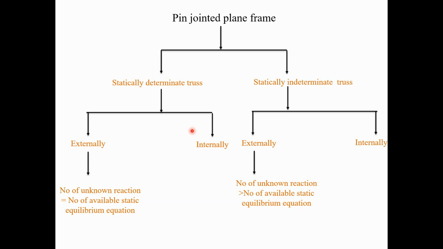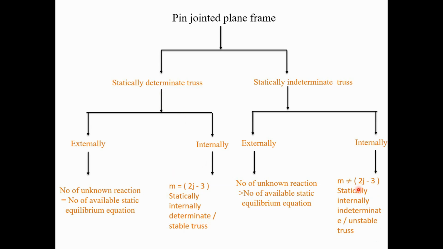Now second, you have to find out the statical determinacy of the structure internally also. So internally, when you check the statically determinate truss, we have the condition m is equal to 2j minus 3, where m is the number of member forces and j is the number of joints. If this condition is satisfied by the truss, then the truss is statically internally determinate truss or stable truss. And if the truss does not satisfy this condition, m is not equal to 2j minus 3, then the truss becomes statically internally indeterminate truss or unstable truss.